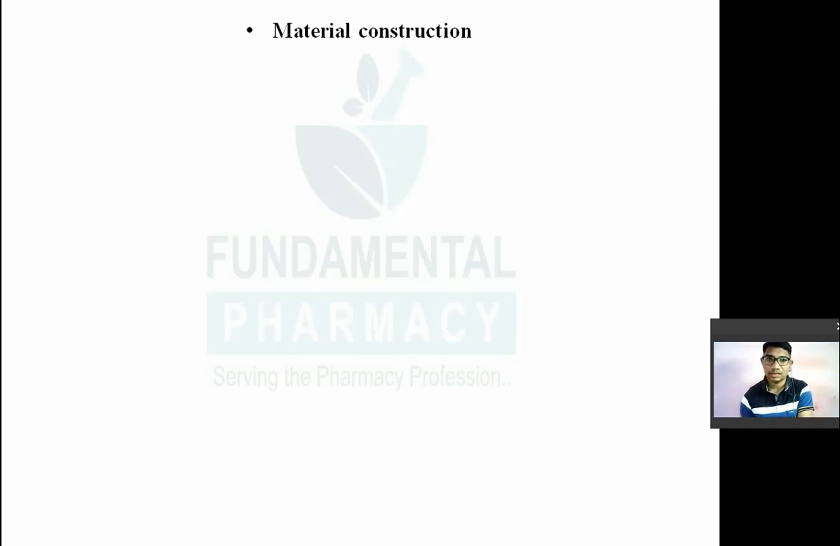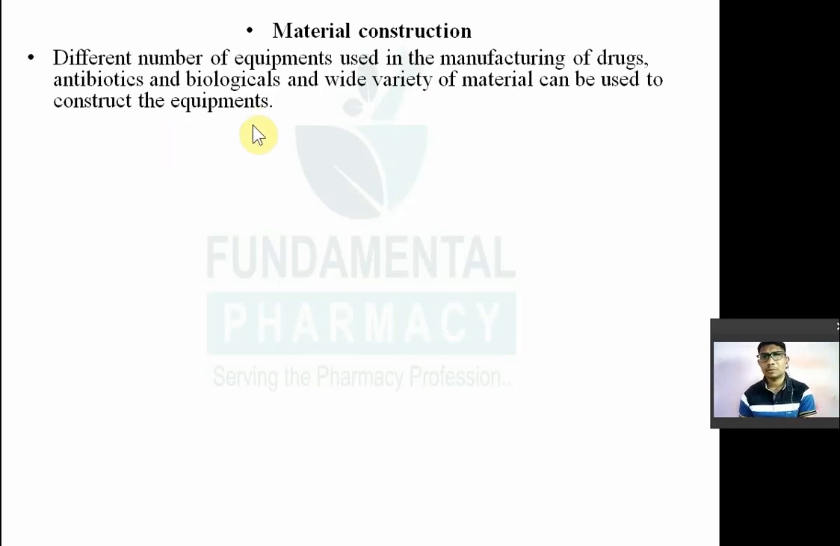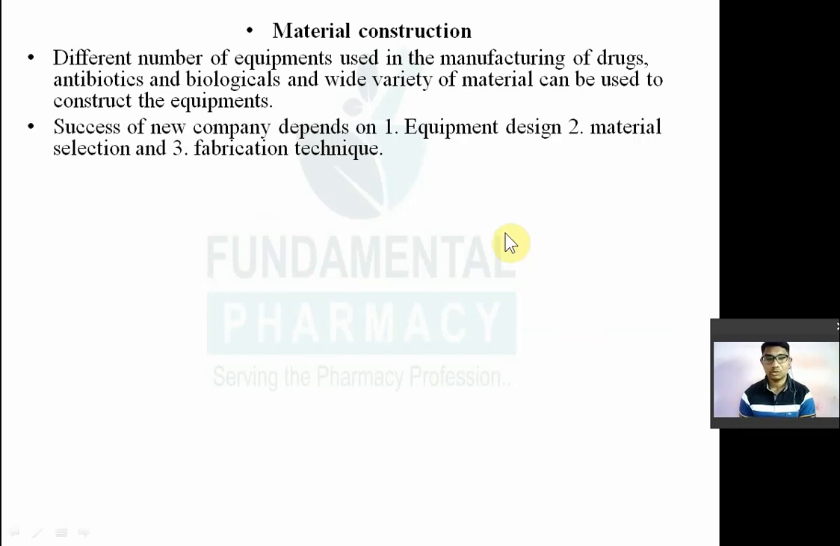So material construction in the pharmaceutical industry. Different numbers of equipments are used in the manufacturing of drugs, antibiotics, biologicals, and a wide variety of other products. So for those equipments, different kinds of material are used to construct them. So what these materials are, we are going to see.